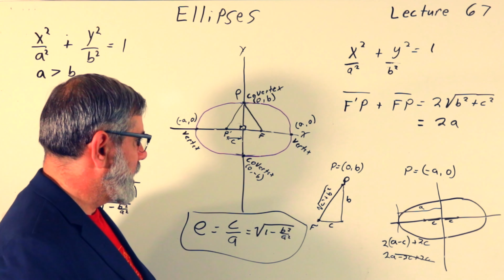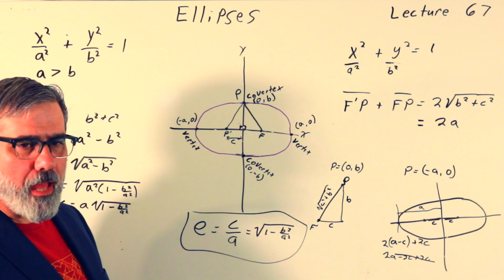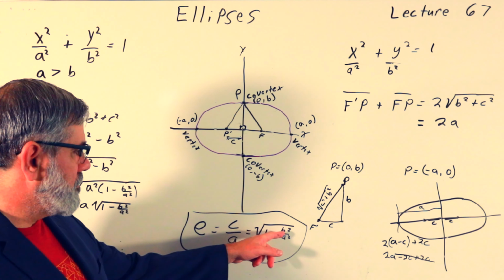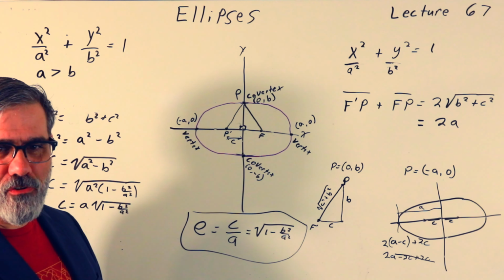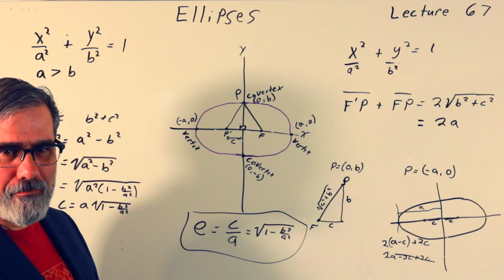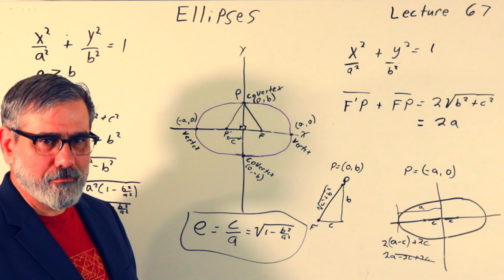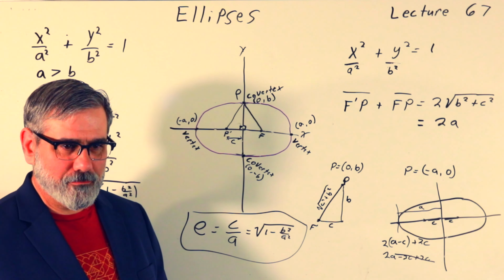If we look at this for a minute, think about it. If it was a circle, that means that A and B would be the same, right? And so B squared over B squared is 1, so 1 minus 1 is 0, which means the eccentricity is 0. If B is equal to A, what's the eccentricity? 0, right? So circles would have an eccentricity of 0.